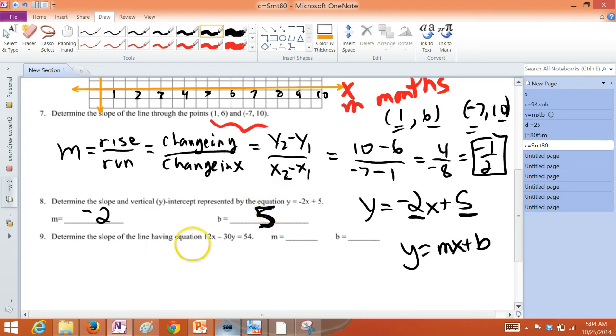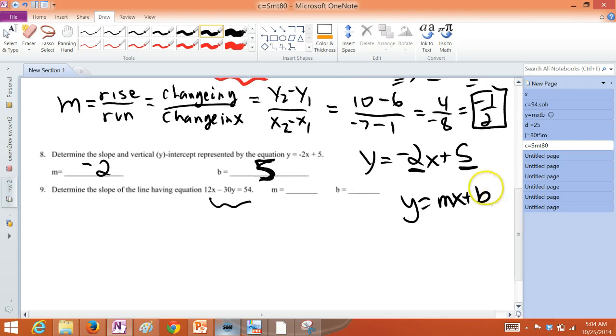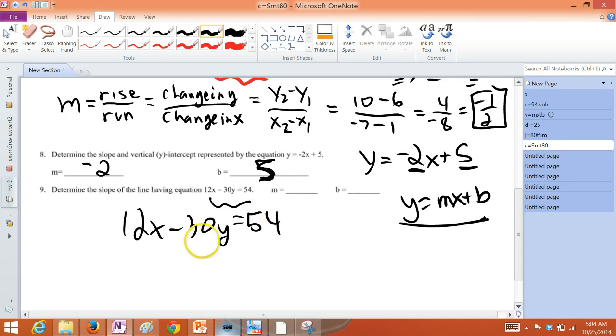Okay, great. Then we have an equation in a different form. Separate question. It's in a different form though. It's not in y equals mx plus b. It's like ax plus by equals c. But we can put it in y equals mx plus b if you want. We can use algebra to do it. So 12x minus 30y is 54. Solve for y.